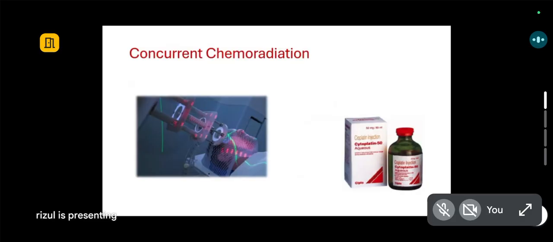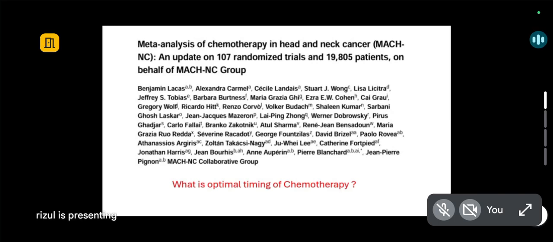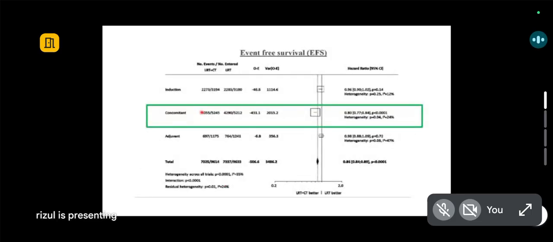So the first part is when to go with the concurrent CTRT. There was one trial by Pignon, the meta-analysis of chemotherapy in head and neck cancers. So basically they explained the optimal timing of chemotherapy. They compared three things: induction chemotherapy, concomitant chemotherapy, or adjuvant chemotherapy, and they found that both the event-free survival and the overall survival were much better if we go with the concomitant CTRT.